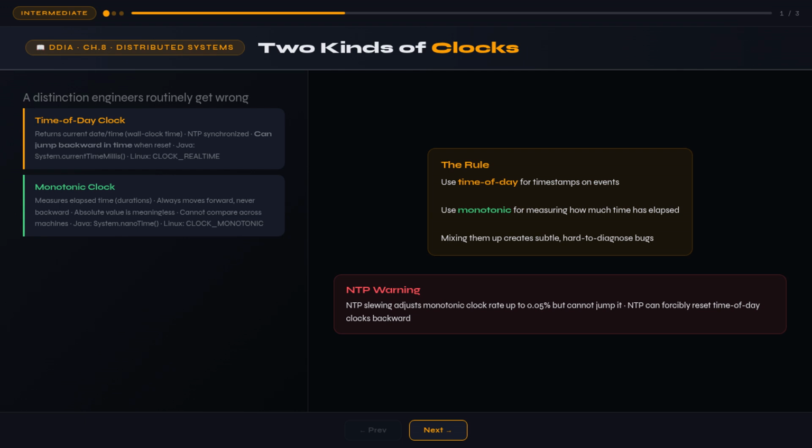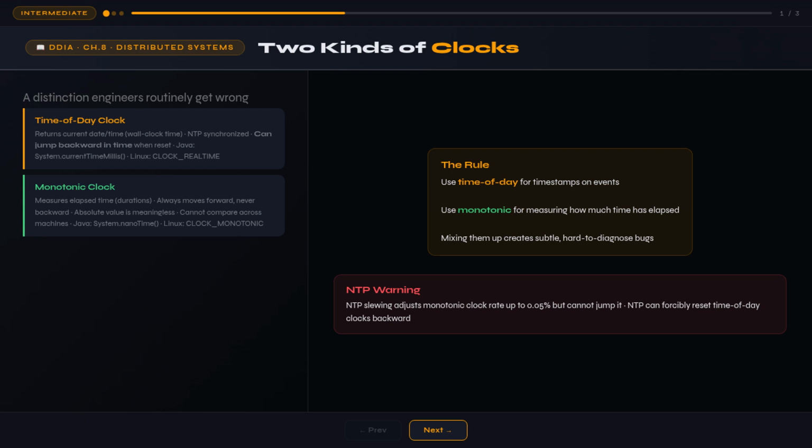The first is the time-of-day clock. This is what you intuitively think of as a clock. It returns the current date and time according to the calendar, also called wall clock time. In Java, this is System.currentTimeMillis. In Linux, this is clock_gettime with CLOCK_REALTIME. Time-of-day clocks are synchronized with NTP.